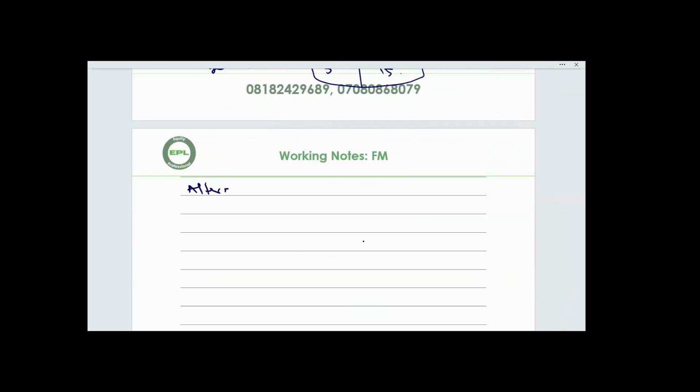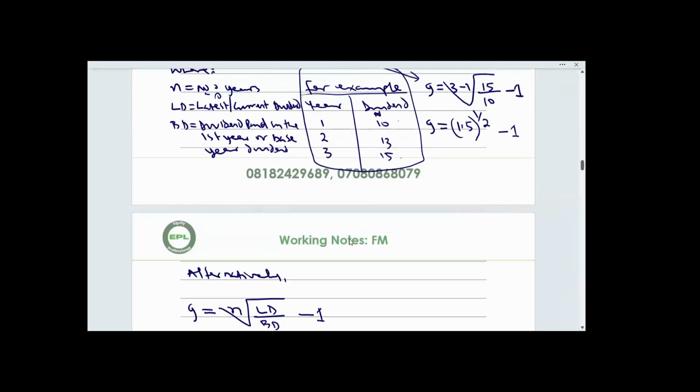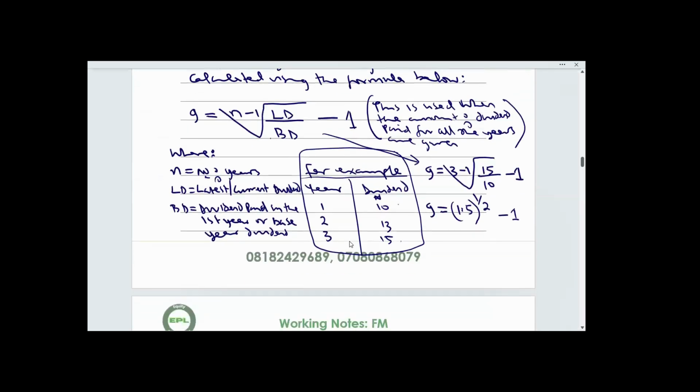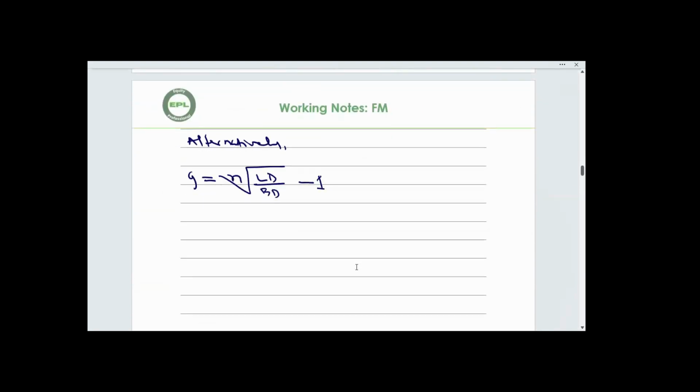alternatively, G is calculated as the N-th root of current dividend divided by dividend paid in the first year, minus 1. You can see that the first formula and the second one are closely related. It's almost the same thing. The only difference is that in the first one, in the root, you have N minus 1. But in this second one, there is no minus 1. It's just N. That's the difference between the two.